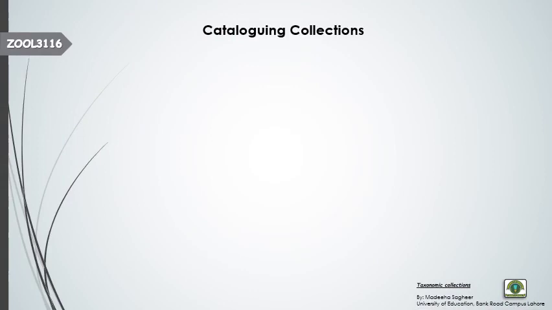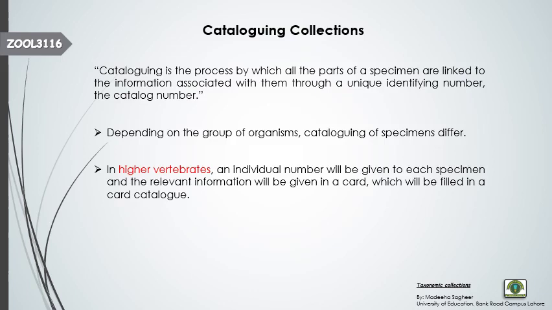Okay, so far we have talked about the taxonomic collections, then how and where to collect our specimens. Then we discussed the labeling, including temporary labels. Then we talked about the preservation and curation of our collections. Now, the next step is cataloging the collection. Cataloging is important. Why? When we have preserved the specimens, we are going to place these specimens in a particular museum or repository. So we need to catalog them.